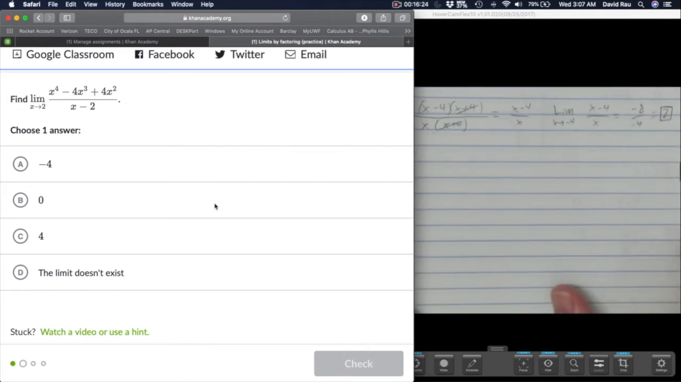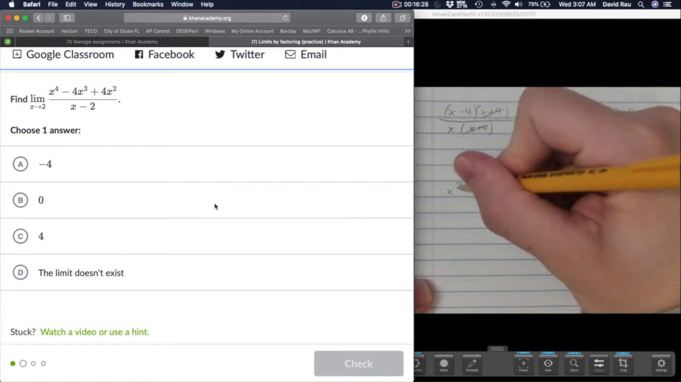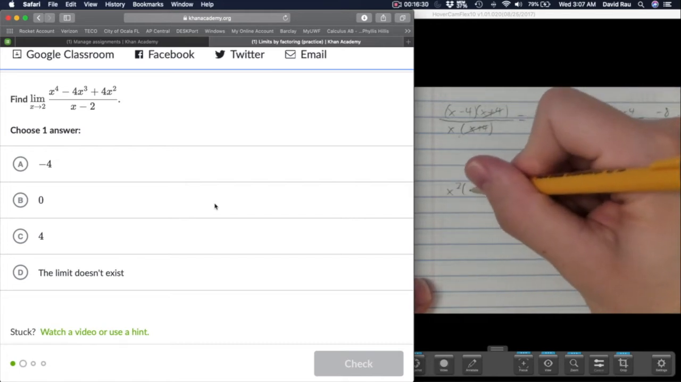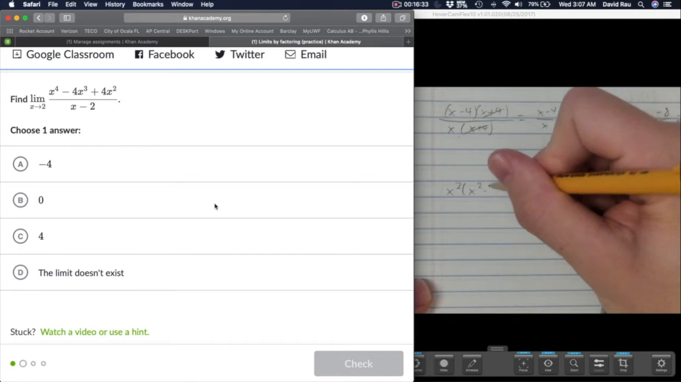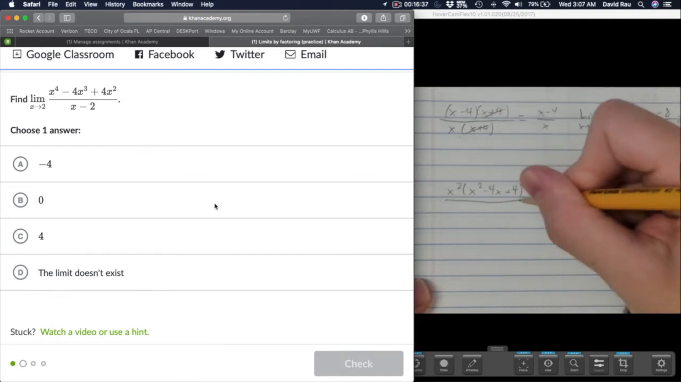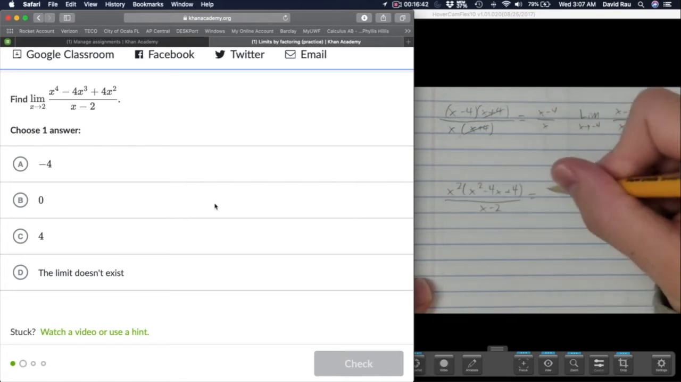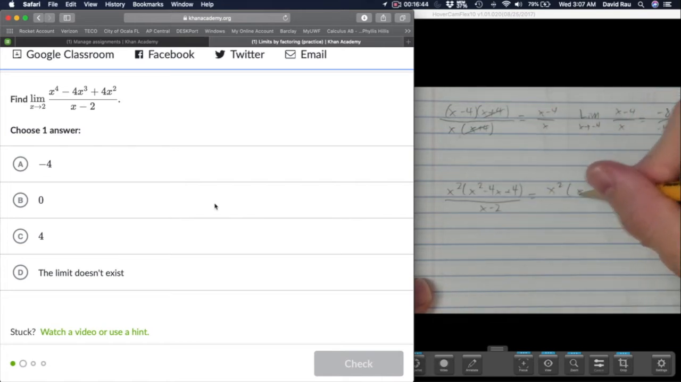We have a more difficult question here. I have an x squared that I can factor out from each term, and I'd be left with x squared minus 4x plus 4 all over x minus 2. Now this time your numerator can also factor a little bit further. It actually factors to x minus 2 times x minus 2. Again, I'm skipping the factoring process here. That's something you have to kind of go back and review on your own.